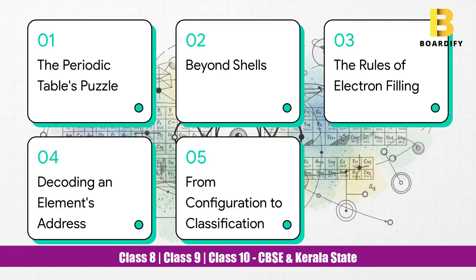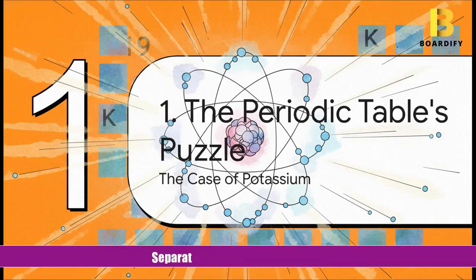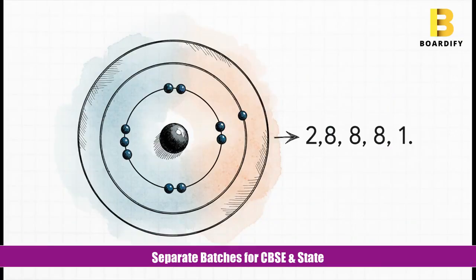Let's begin. So, let's start with an element you probably know pretty well, potassium. Its symbol is K and its atomic number is 19. That means we have 19 electrons that we need to find a home for. Now, if we use the simple shell model you first learned, we start filling things up.